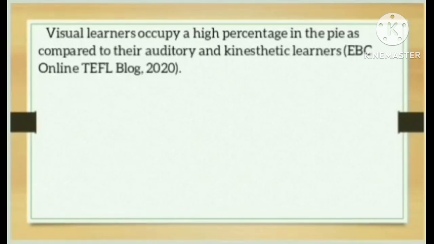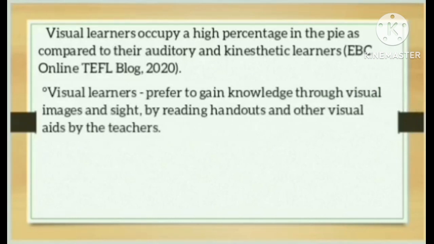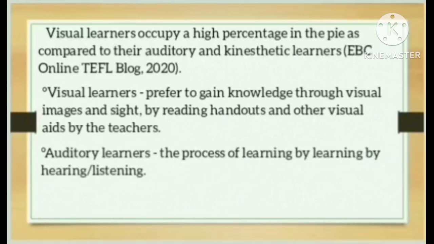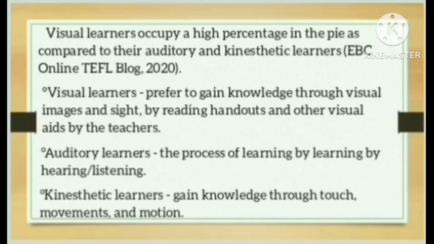Let's find out. Visual learners occupy a high percentage in the pie as compared to auditory and kinesthetic learners, according to EBC Online TFL Blog 2020. It is because visual learners prefer to gain knowledge through visual images and sight, by reading handouts and other visual aids from the teachers, whereas auditory learners learn by hearing or listening, and kinesthetic learners gain knowledge through touch, movement, and motion. So, as a beginning teacher, you need to accommodate this type of learning activity.